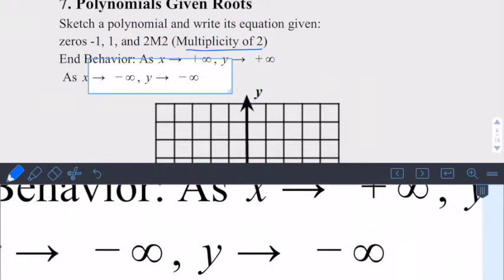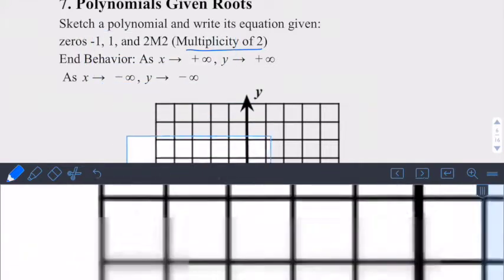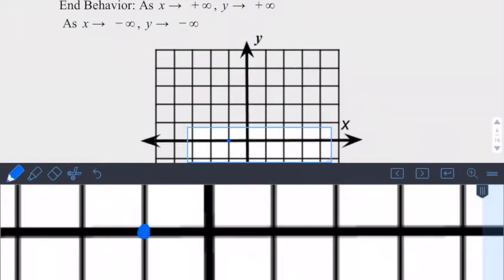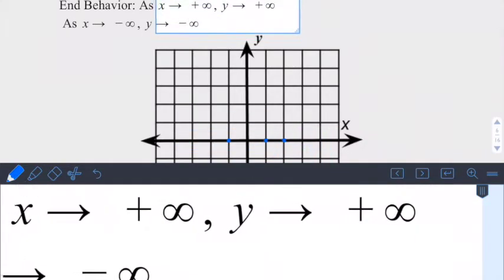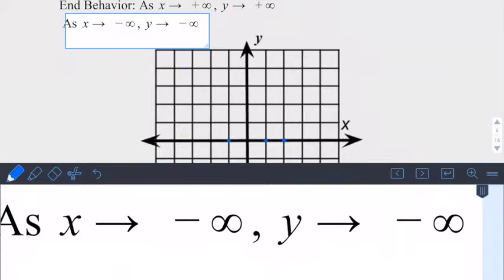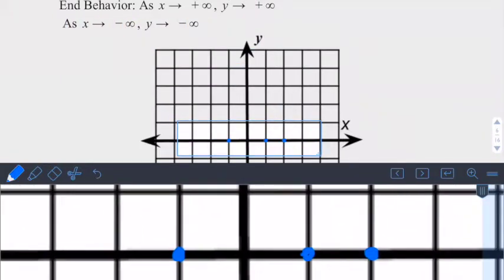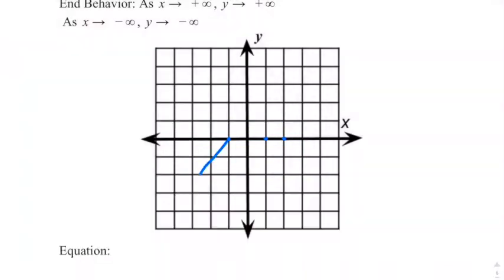So I'm going to graph all of my roots. So -1, 1, and 2 has that multiplicity of 2. We remember what that means. So this, as x approaches -infinity, y approaches -infinity. So from this root, as x gets smaller and smaller and smaller, y gets smaller and smaller and smaller. So we know it's going to go down. Something like that. We know that this has a multiplicity of 1, so it's going to go up somehow.